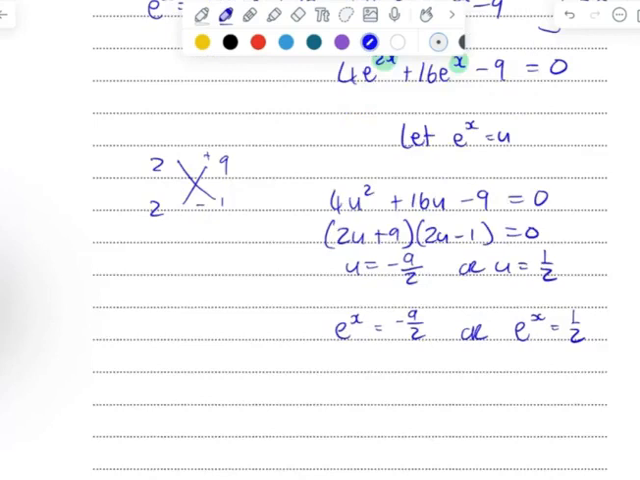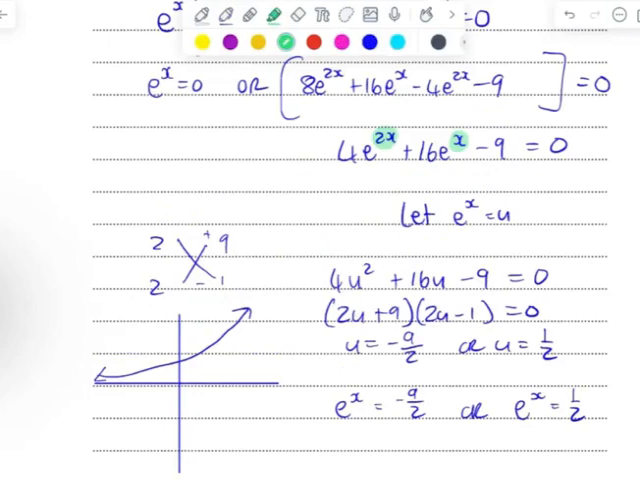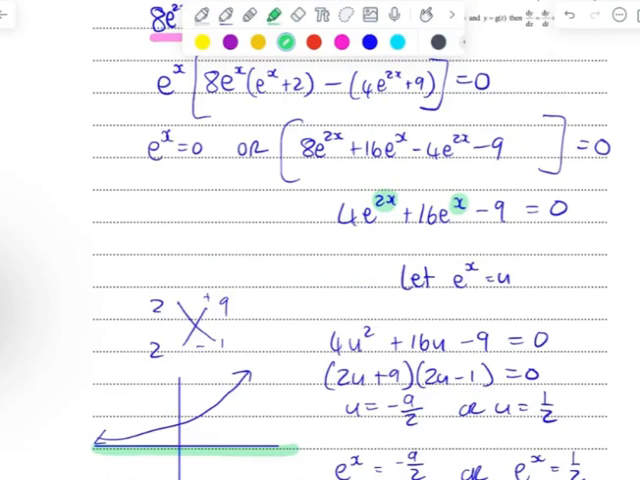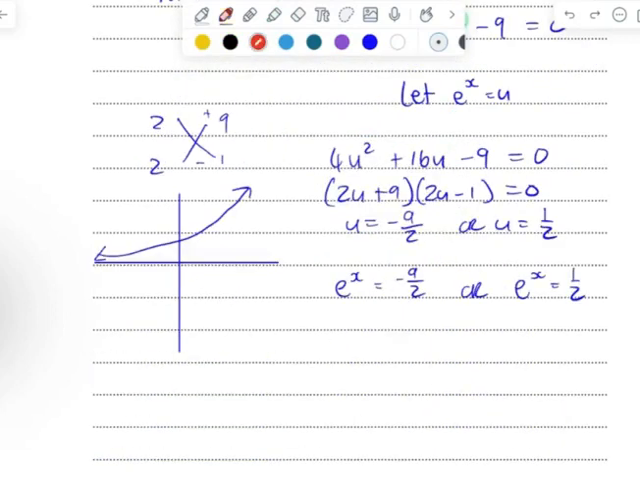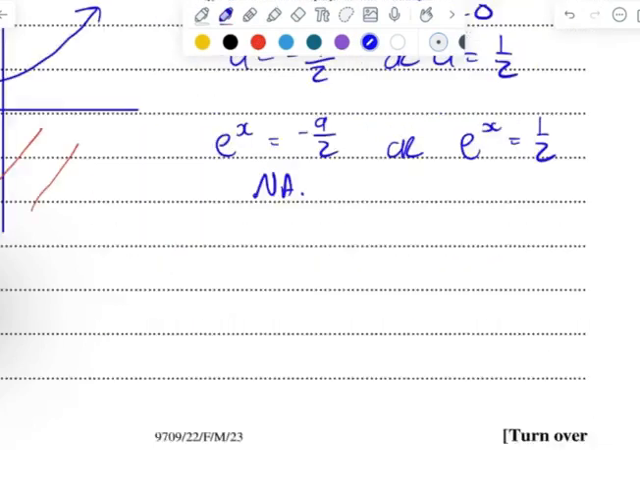Now I always find it handy to know what these graphs look like. If you take an exponential graph, it looks something like that. What you can see is this graph is never going to be equal to 0. So this answer is not applicable. There are no solutions to that. The graph never goes below the x-axis, so there are no solutions to that either. And our only solution is e to the x is equal to a half.